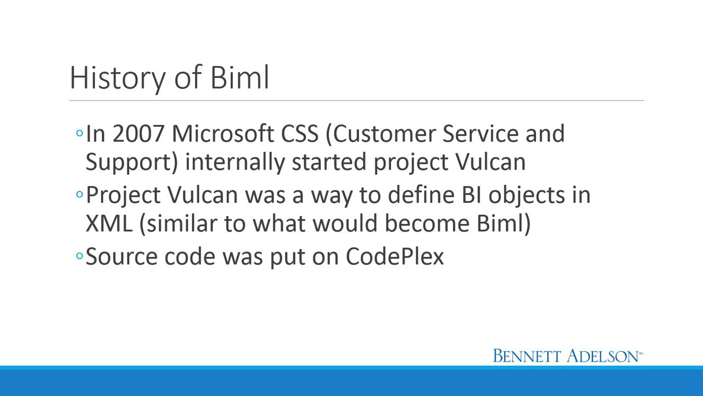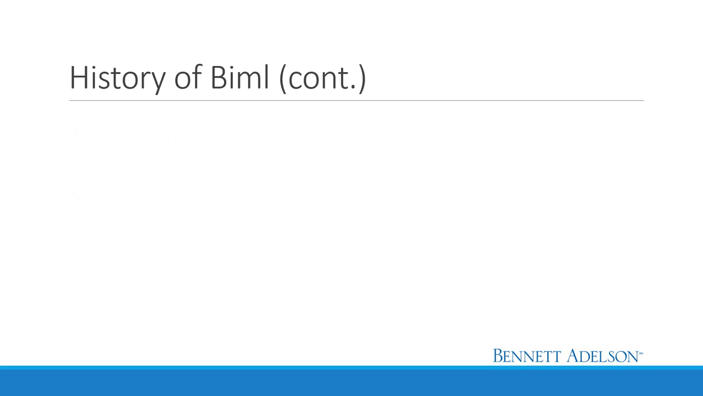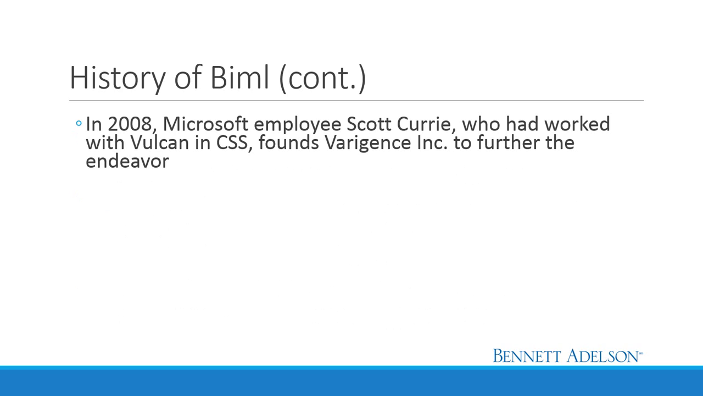Because over time, that project sort of lost development time, stopped being emphasized, and so they put the source code out on Codeplex, and people who looked at it said, hey, there's a lot of power here, but not a lot of documentation or training resources. It's not enough for an enterprise to use. So, late 2008, this guy, Scott Currie, he worked with Microsoft. He was a Microsoft employee, worked on Vulcan in their CSS. He goes off, he founds his own company, Varigence, to further this endeavor.